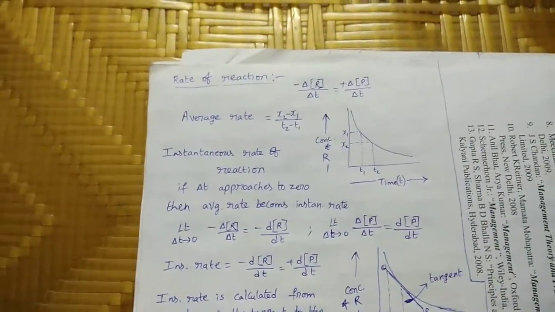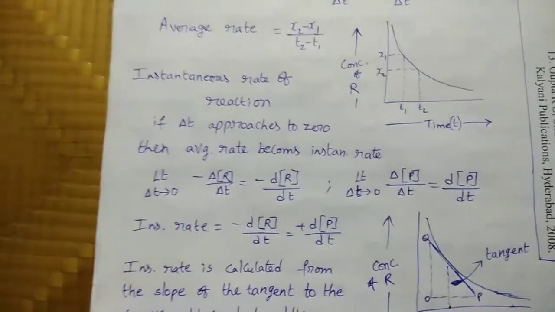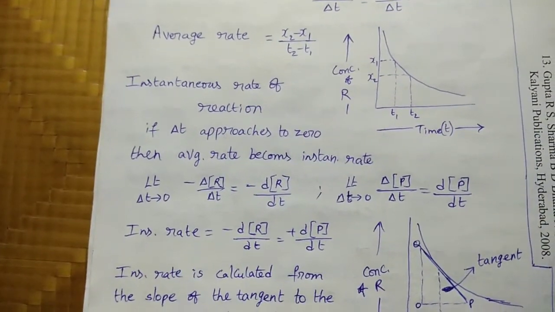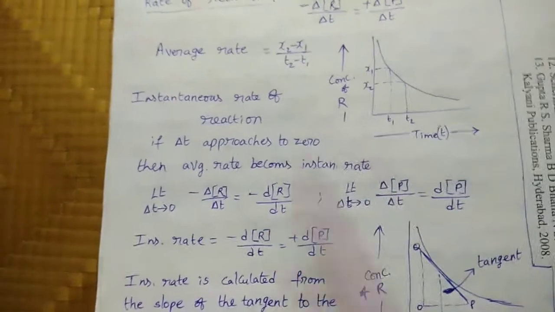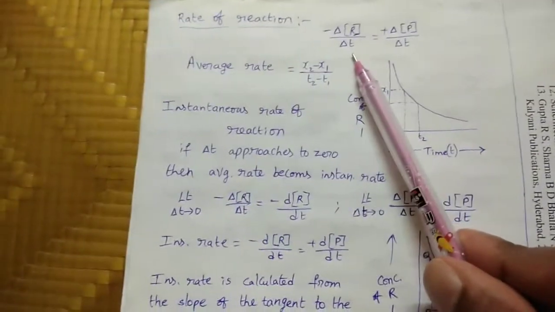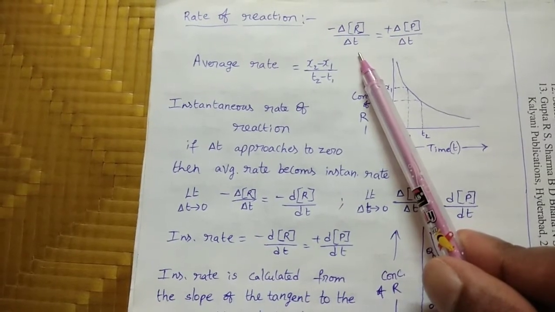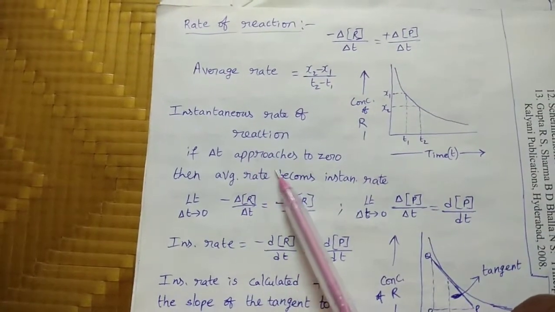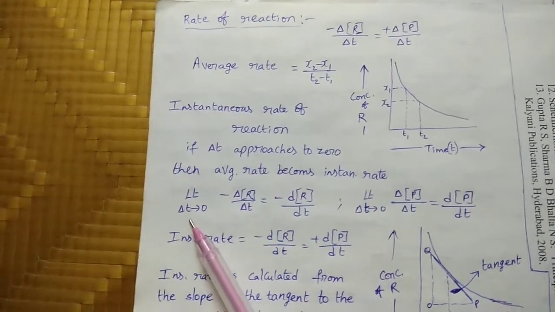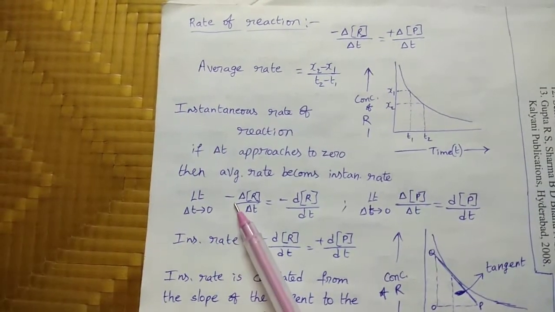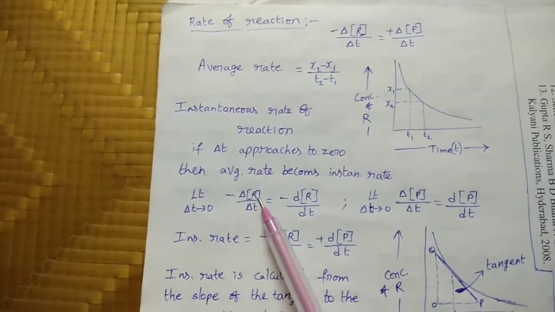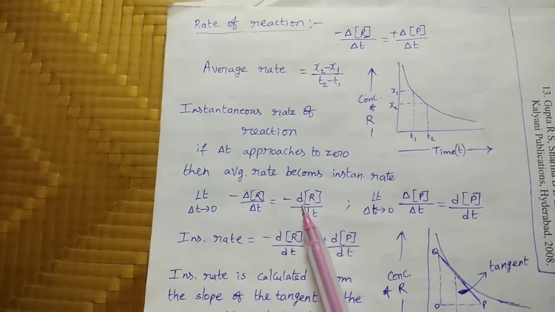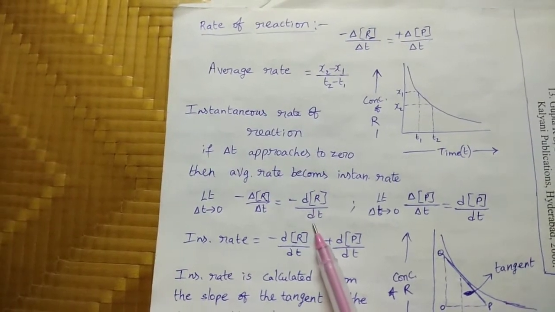Next one is instantaneous rate of reaction. Instantaneous rate of reaction means if delta T approaches 0, then average rate becomes instantaneous rate. See this one, this delta T approaches 0, its value is very less and reaching 0 value. In that case, rate of reaction is called instantaneous rate of reaction. So limit delta T tends to 0, then we can say minus delta concentration of the reactants divided by delta T equal to minus d of reactants concentration divided by dt.